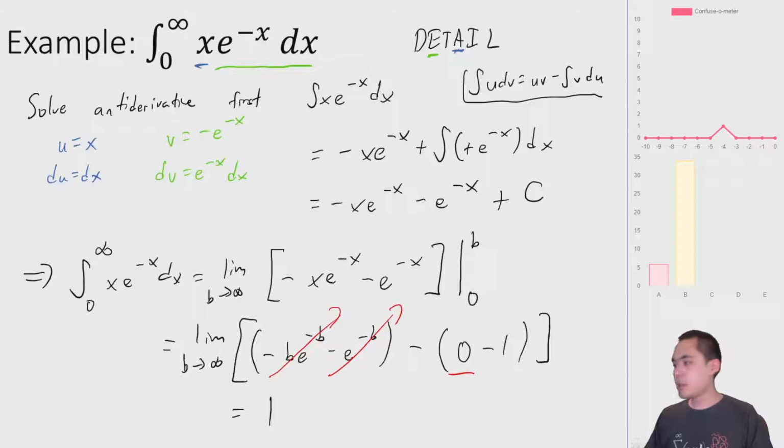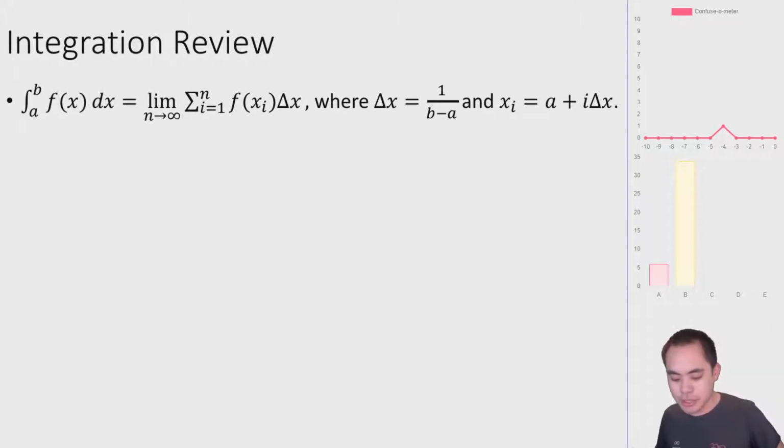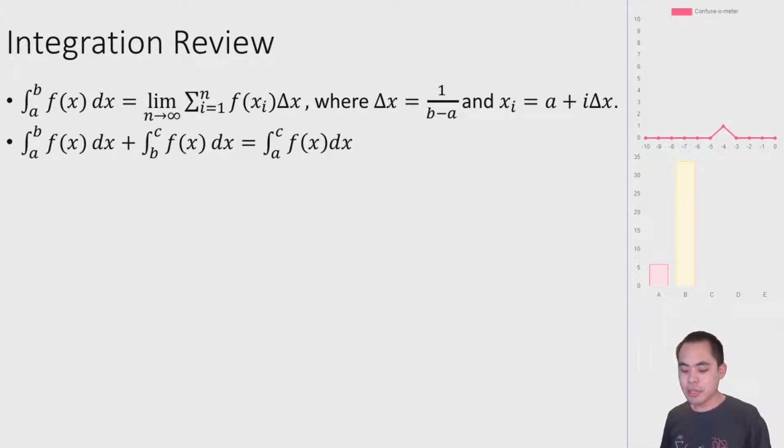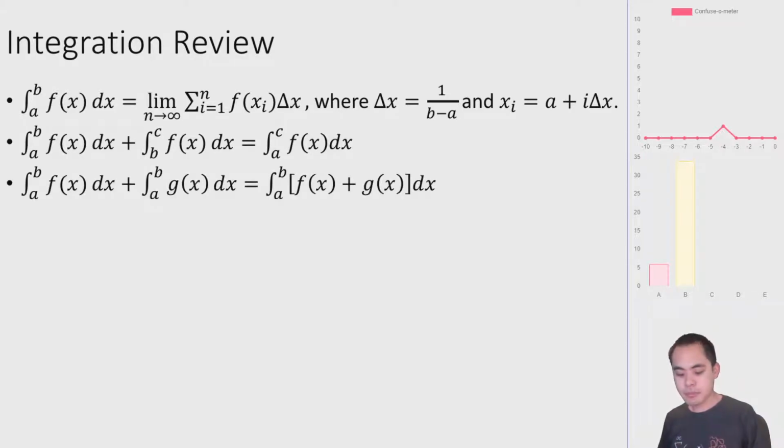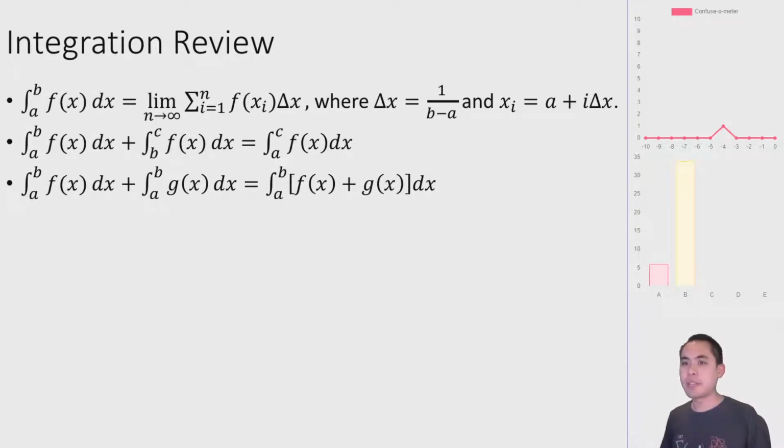Okay, let's do a quick review. So this sort of ends the first 2 weeks of this course, and you have learned a ton of integration rules. The first thing you learned is that this definite integral is just this Riemann sum of a bunch of different rectangles. You also learned that you can combine these Riemann sums, so the integral from a to b plus the integral from b to c is just the integral from a to c. Or if you have integrals over the same region, you can just add those together. So the integral of f of x plus g of x is equal to the integral of f plus the integral of g.